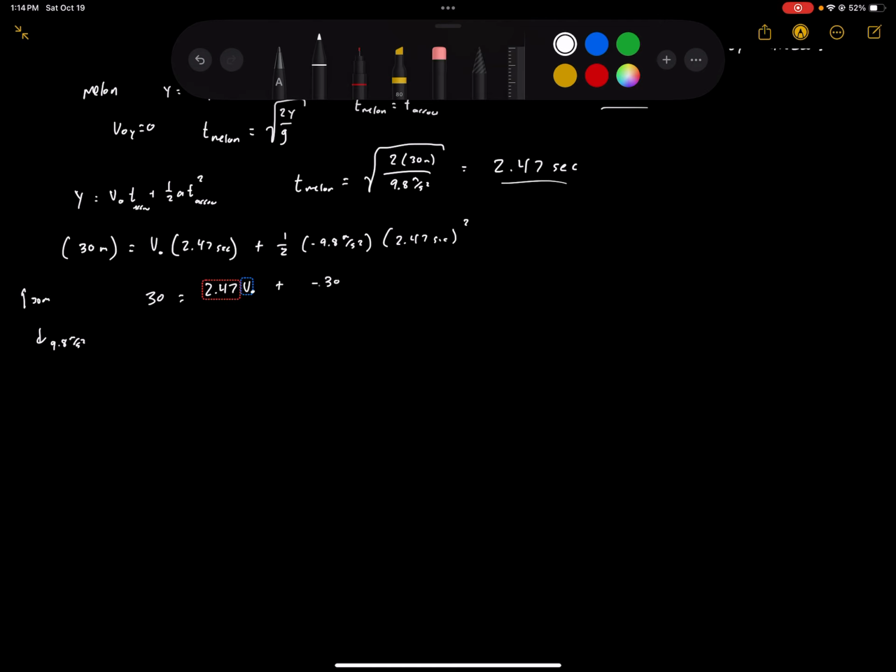And then here, I have to move that -30 to the other side of the equation, right? So I'm just going to add 30 to both sides, and I end up with 60 is equal to 2.47 times V naught, okay? And then V naught is equal to 60 divided by 2.47, okay? This is for the arrow. You plug that into your calculator, and you should end up with, what do we get? 24.3.